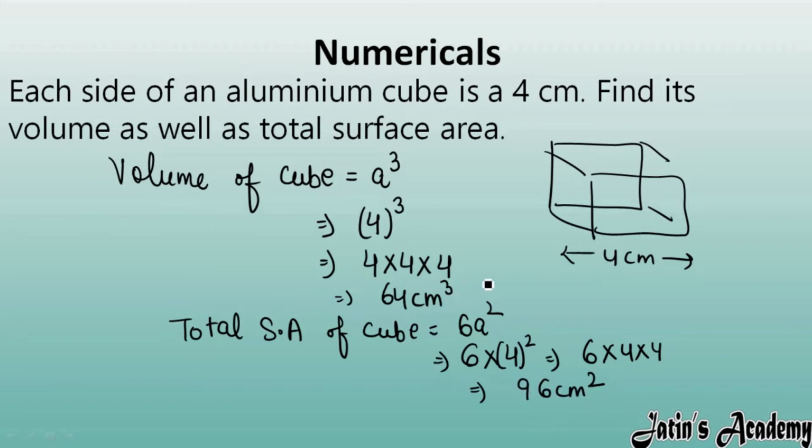Why am I using centimeter cube here and centimeter square here? Listen carefully. Here I am calculating the volume of the cube, and volume is always in centimeter cube, or cubic meter, or cubic centimeter. But surface area is always in centimeter square or meter square, according to the units.